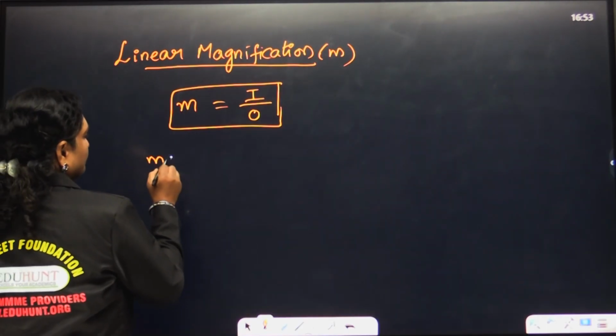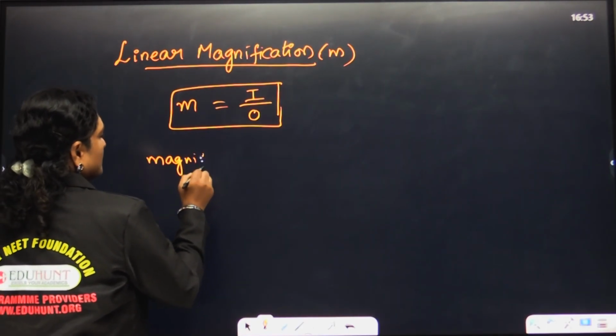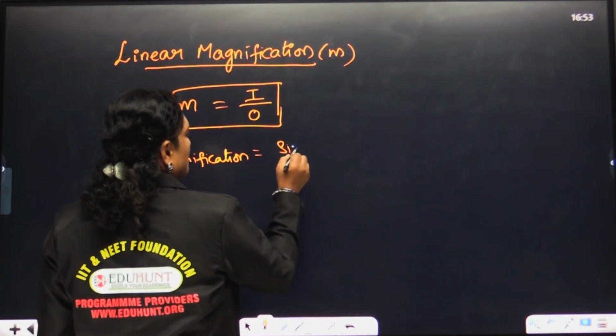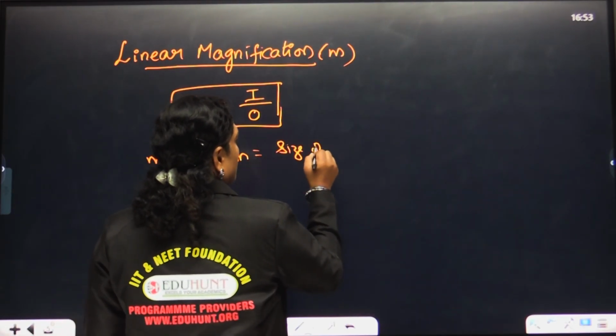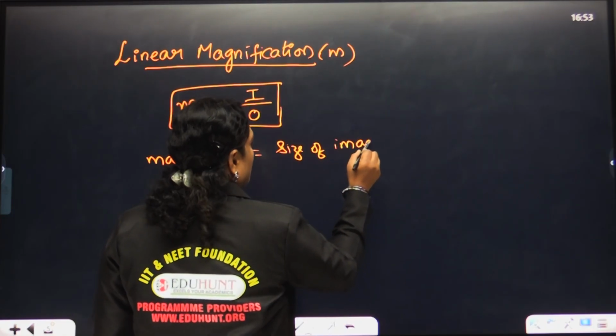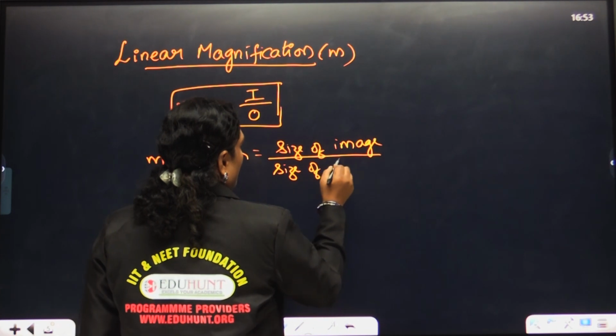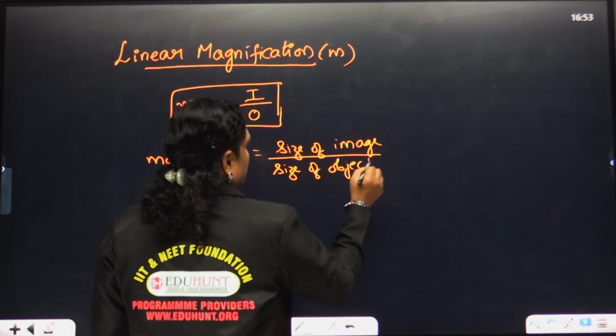In simple form, M means magnification, I indicates size of image, and O indicates size of object. That's it.